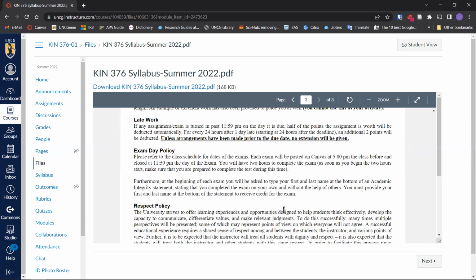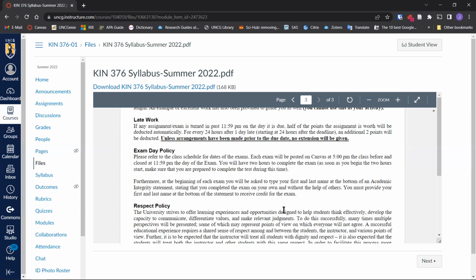But this 2 hour starts as soon as you click begin exam. There's a 2 hour timer. As soon as you click begin exam, it starts. If you walk away from your computer, it keeps going. If you close your window, it automatically submits your exam. So make sure that you schedule the time so that you have at least 2 hours to sit through the entire exam. 2 hours is a lot of time. You shouldn't need more than 2 hours to complete each exam.